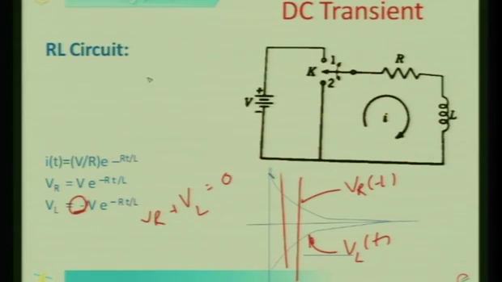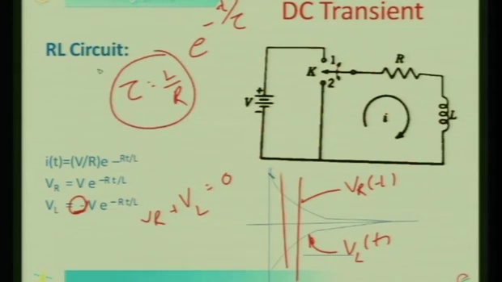The time constant, normally tau, is L by R. In the expression it is e to the power of minus t by tau. Tau is L by R, so it is e to the minus R by L into t. This is the time constant of the circuit. So, we have just taken the RL circuit where the switch is moved from 1 to 2, without any forcing function. We will go to the RC circuit now.